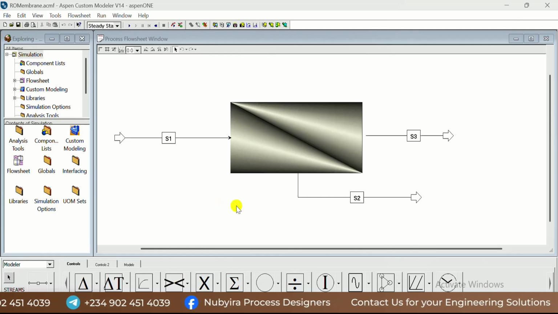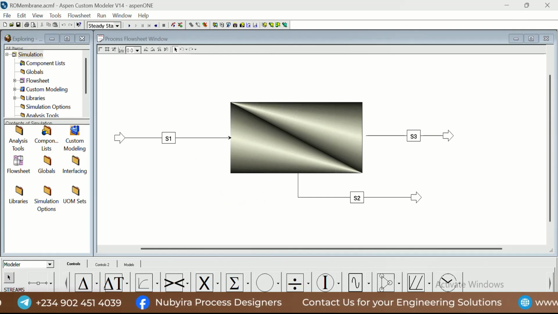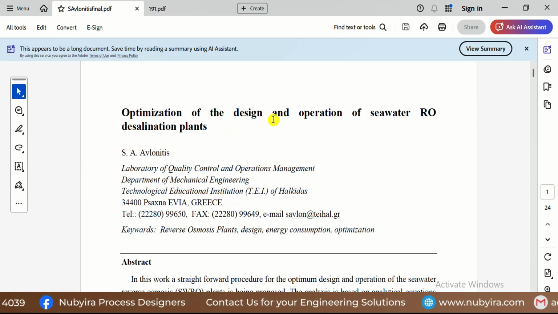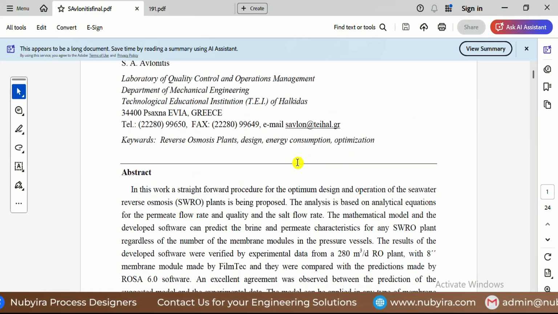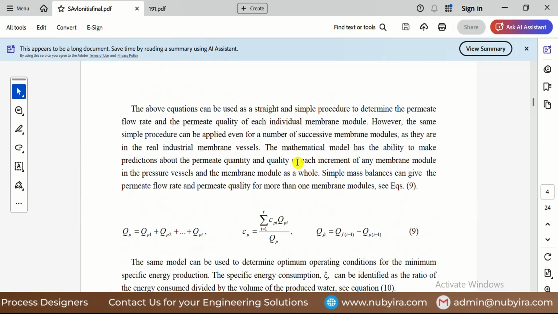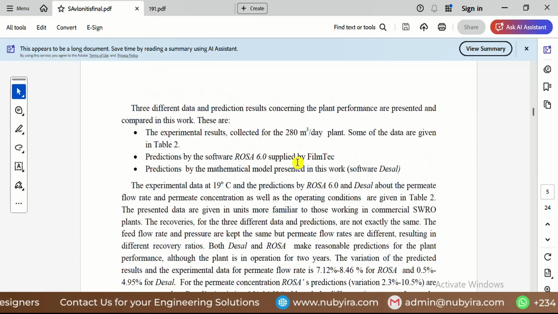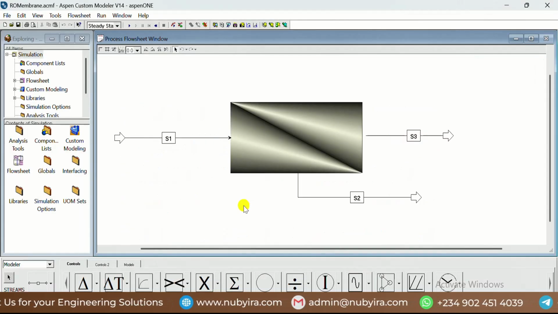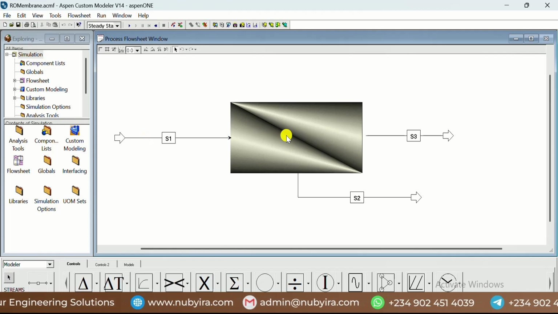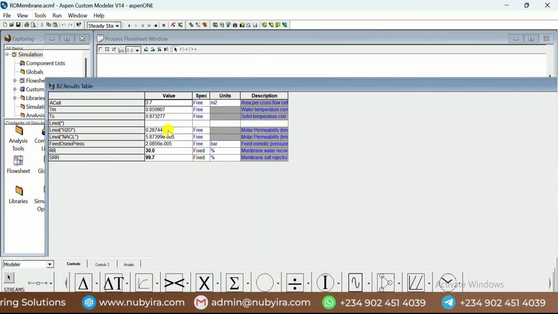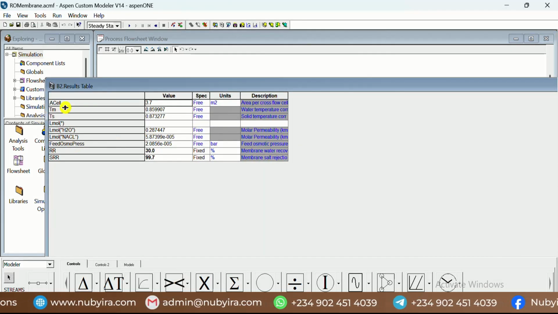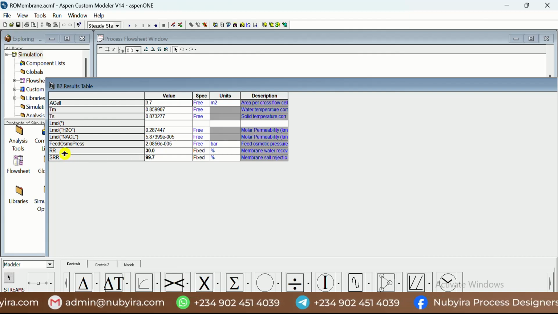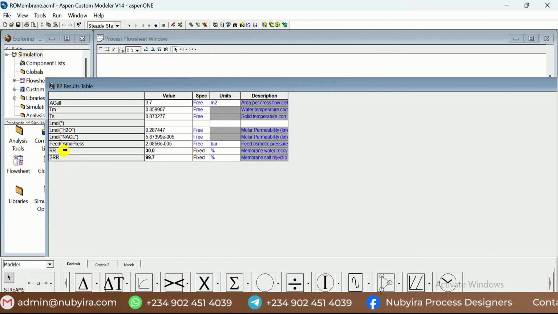I created this model based on this research paper, "Optimization of design and operation of seawater reverse osmosis plant." To follow the equations, I wrote an Aspen Custom Modeler code, which I used to create a model that has this formula for the reverse osmosis plants. You have the recovery rate.